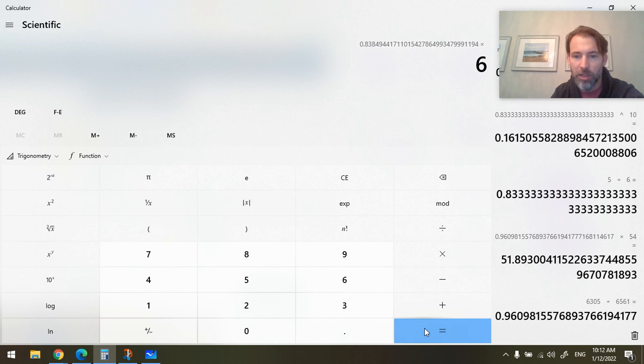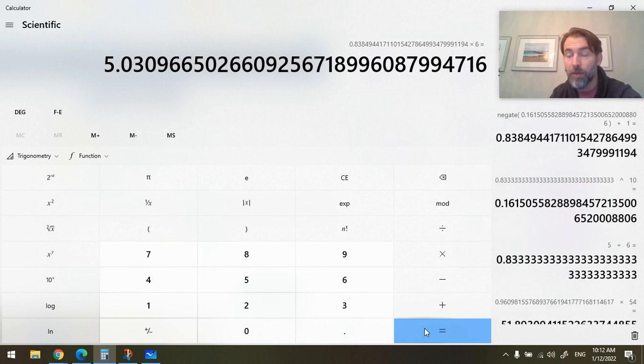Times 6. Why did you multiply by 6, Mr. Jennings, and not divide by 1 over 6? Well, dividing by 1 over 6 is the same as multiplying by 6. So there we go. The answer is 5.03.